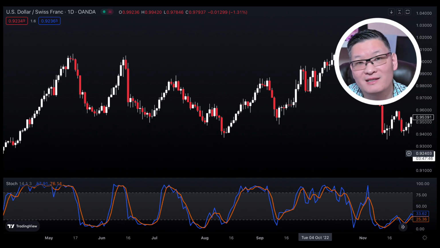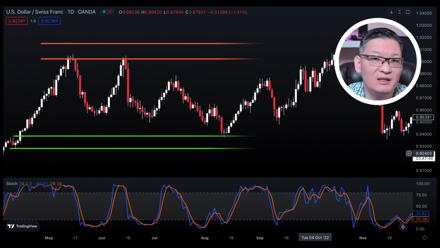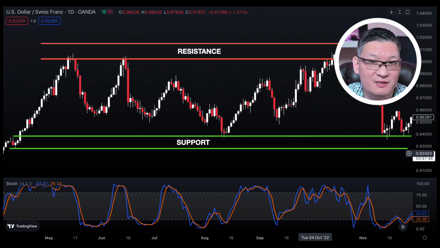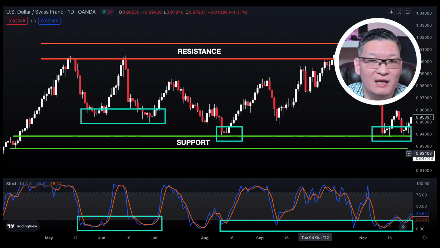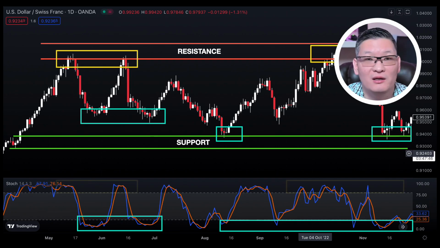So let's take a look at an example of the stochastic on the daily chart of the USD/CHF or Swiss franc. As you can observe, the USD/CHF is in a sideways trend where the support and resistance areas are clearly marked. Anytime the price reached the support or got close to it, we can see that the indicator dropped below 20 and when the price hit the resistance above 80.